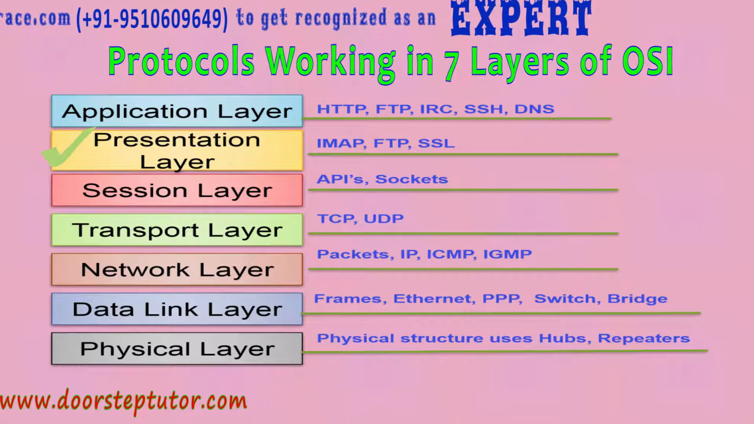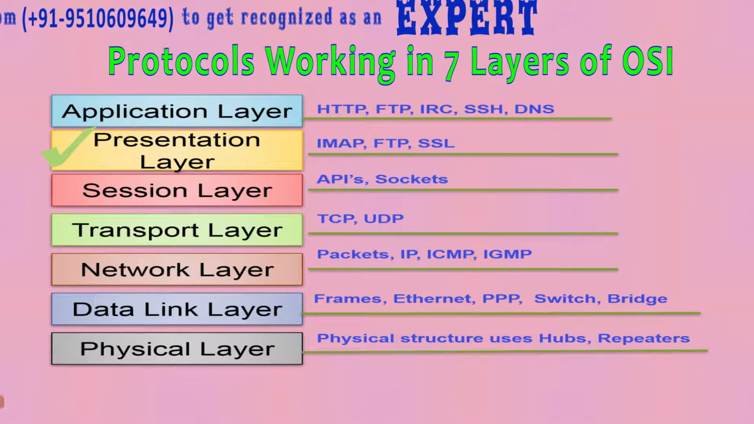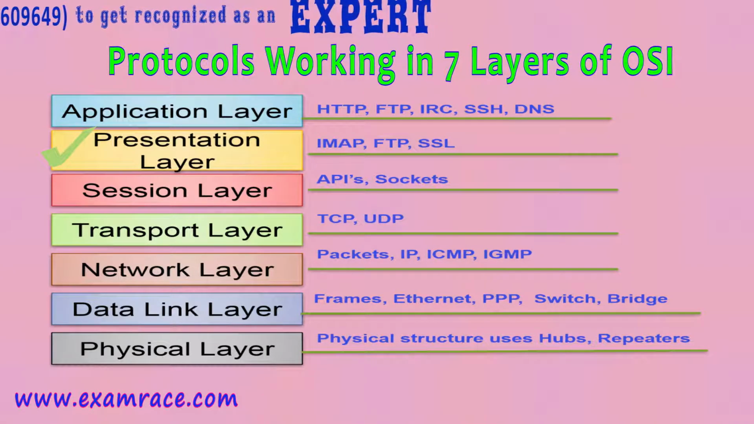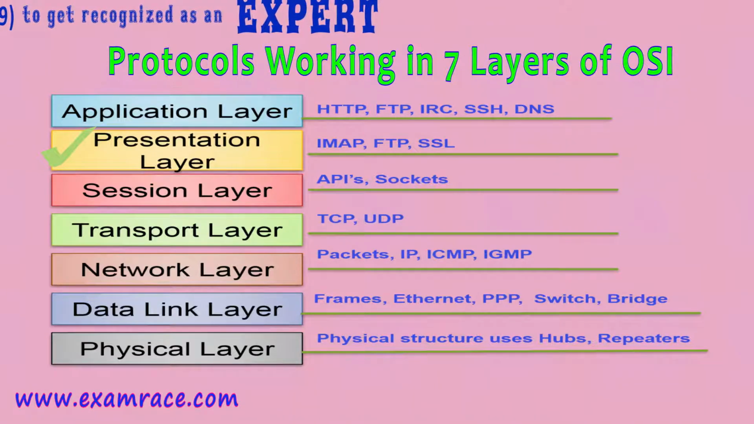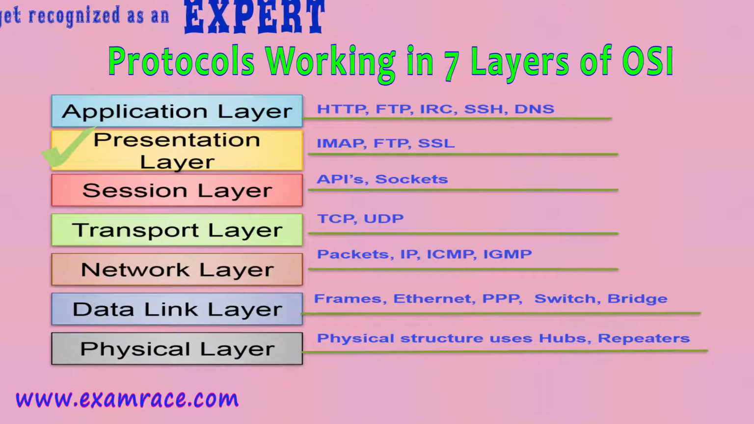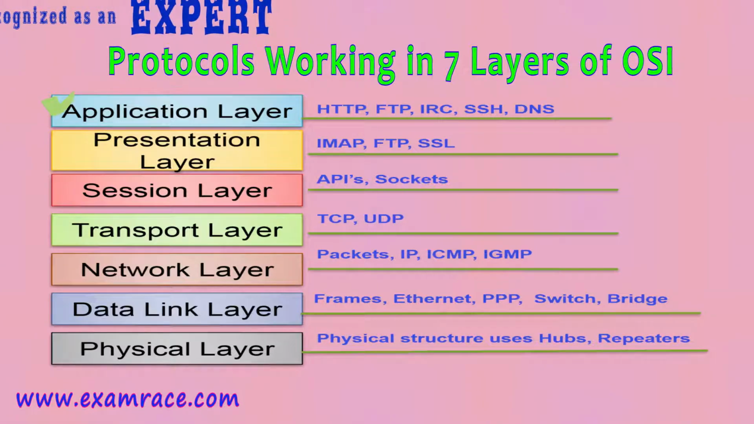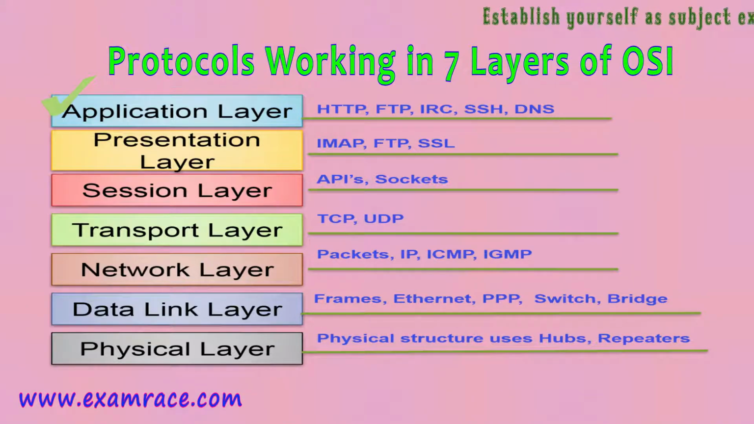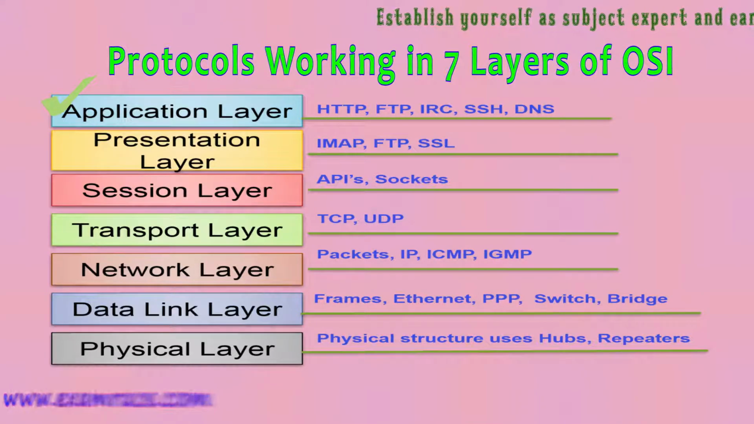Then we come to the presentation layer. At the presentation layer, there are different protocols that work, like IMAP, then FTP, then SSL, that is the Secure Socket Layer. Then the last one is the application layer, and the different protocols are HTTP, that is the Hypertext Transfer Protocol, then FTP, the File Transfer Protocol, IRC, that is Internet Relay Chat, then SSH, then DNS. So these are the different protocols that work on the 7 layers of the OSI model.